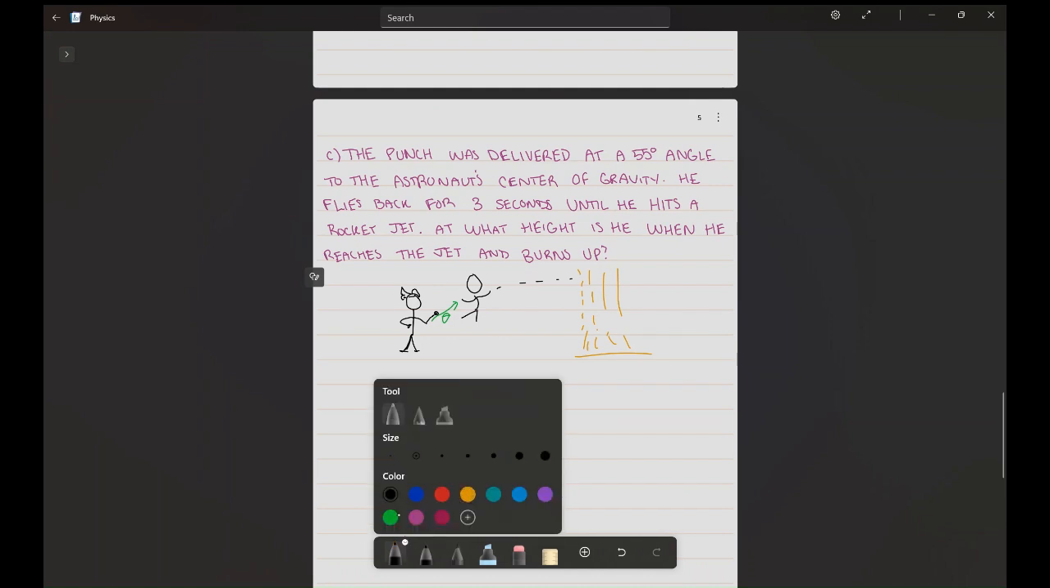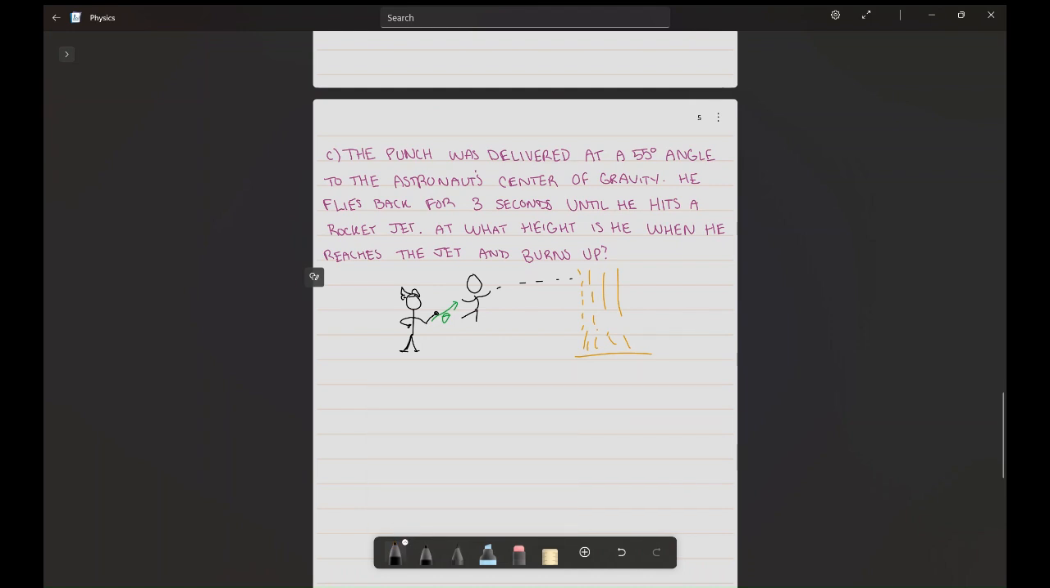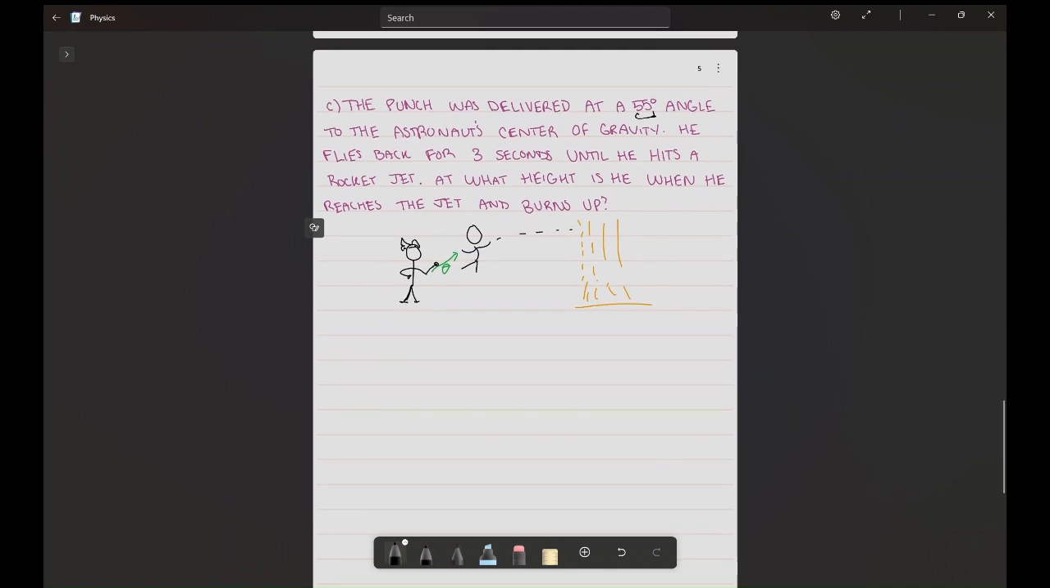So what we want to find out here. Our problem is the punch was delivered at a 55-degree angle, so we're going to underline that, to the astronaut's center of gravity, which means it's going to knock him back, obviously. He flies back for 3 seconds, and he actually does in the show. I counted it out until he hits the rocket jet. At what height is the astronaut when he reaches the jet and burns up? Because unfortunately, yeah, he does burn up.